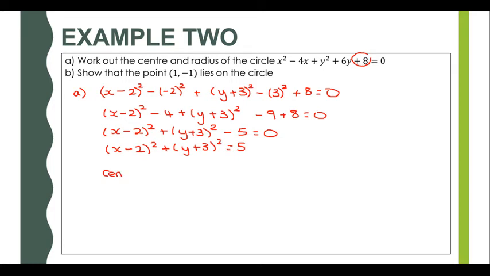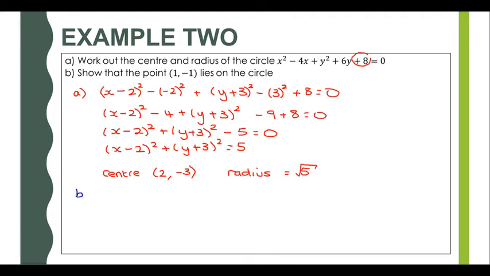Now write down the centre. So the centre of the circle is equal to 2. So x minus a, so a is 2, or the opposite sign of the number in the bracket. And y minus b, so b must be minus 3. Again, the opposite sign of the bracket. And the radius is equal to the square root of 5.